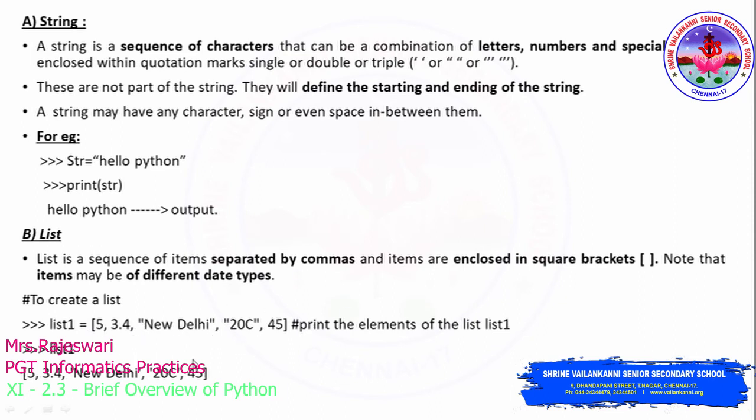And the items can be of different data types. Whatever values you give, you can even refer to them as items, and they can be of different data types. If you look here, 5 belongs to integer data type, 3.4 belongs to floating point data type, and New Delhi is a string data type. It is a combination of even the 20 and C, as it has been enclosed within double quotes. It is a string data type, and 45 is an integer data type. So it can be a combination of different data types, but you have to enclose within square brackets and separate with commas. That represents a list.